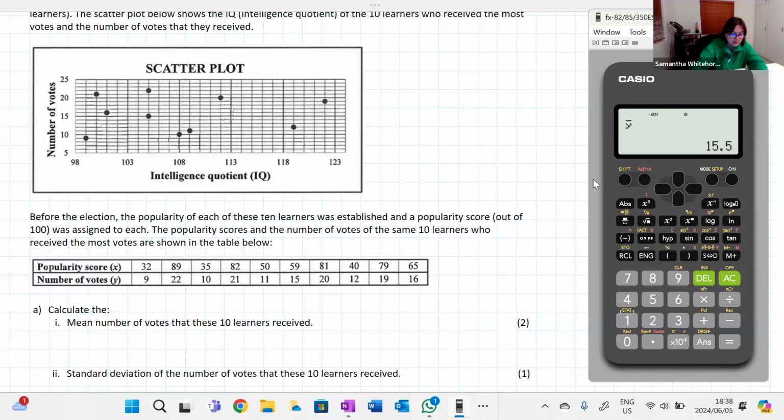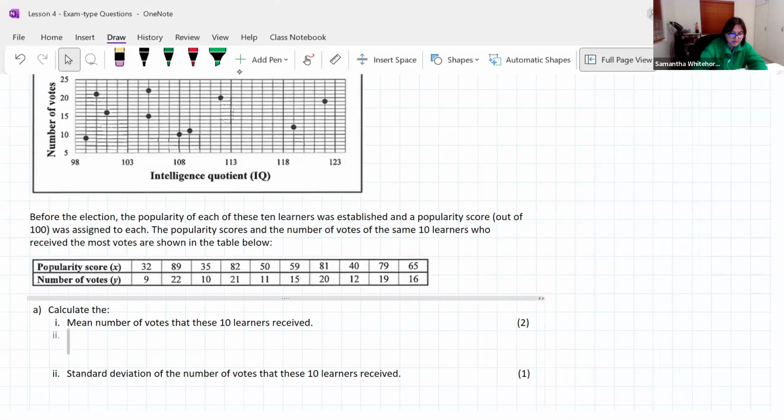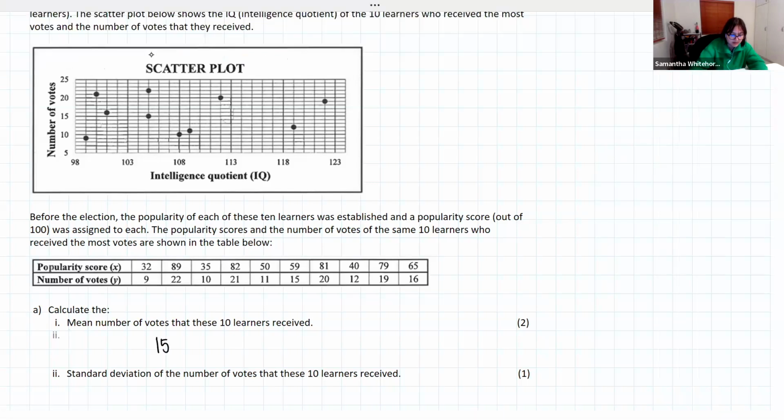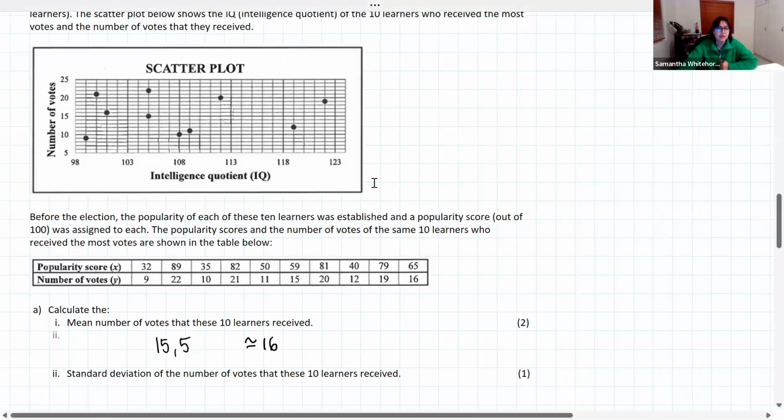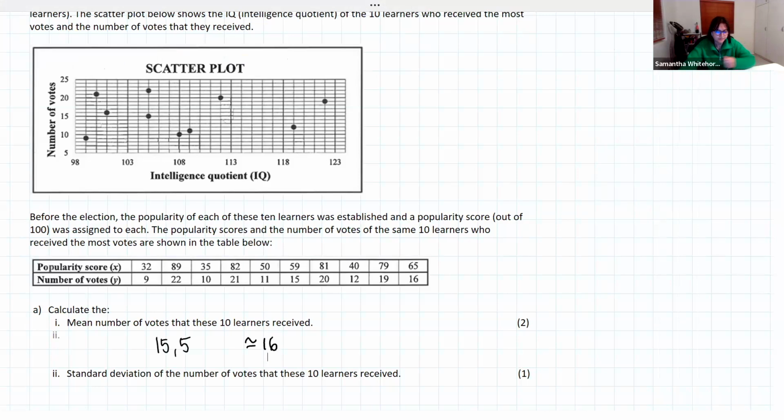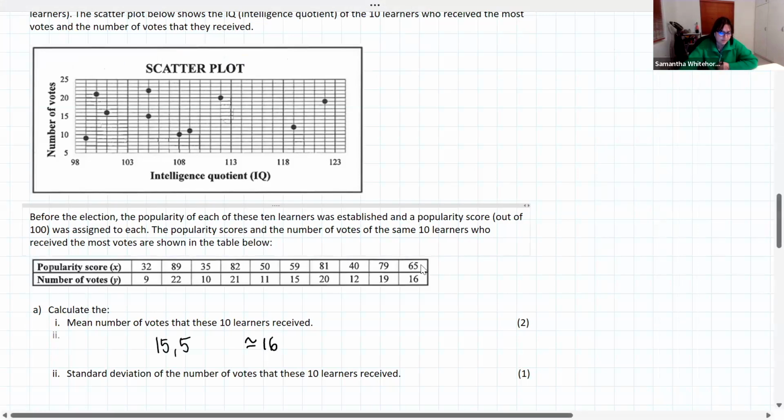That's it. So here, oops, it would help if I selected a pen. 15.5. Obviously, can't get half a vote, so about 16 votes. Sorry. My advice, guys, is write down the decimal. If the context then suggests that you should round off, then round off, but write down the decimal first and then go and round off. Generally, we are going to give you the mark if the context suggests it should be discrete, but rather be safe and write down your decimal.